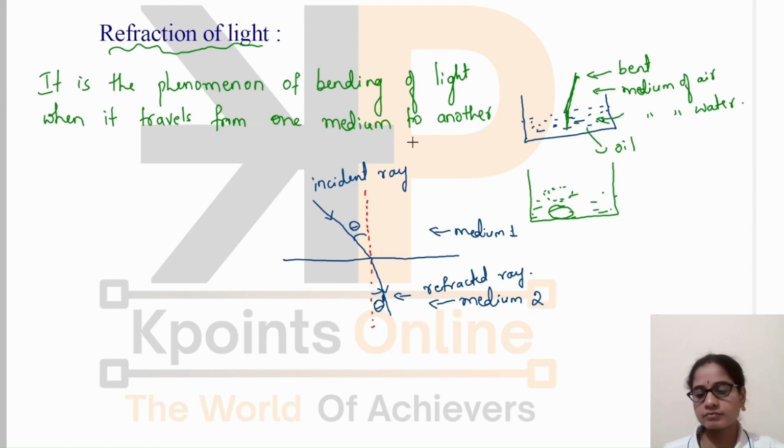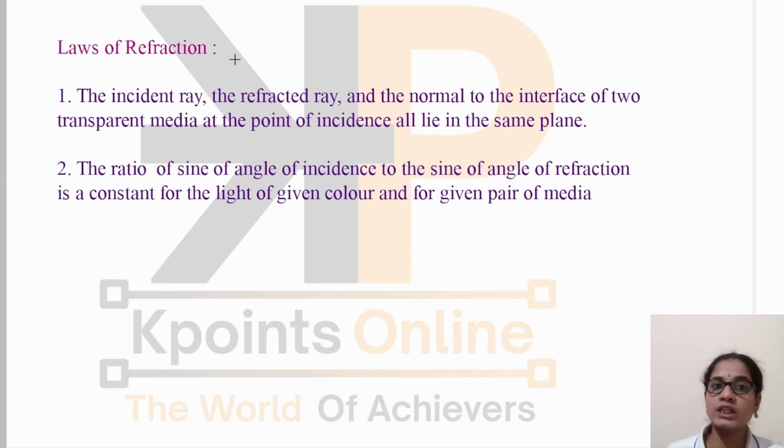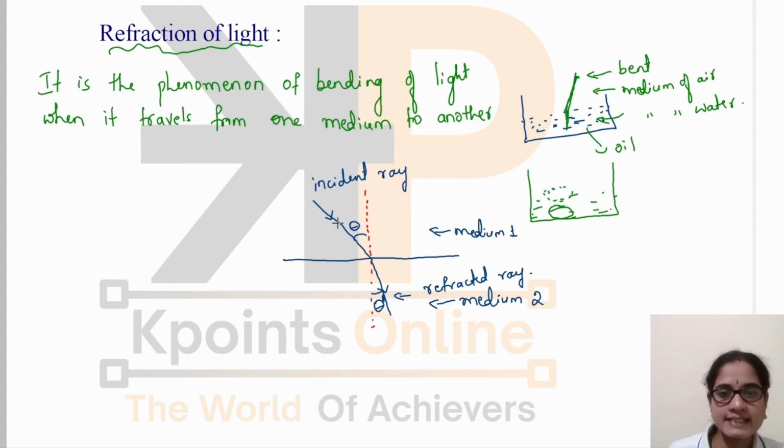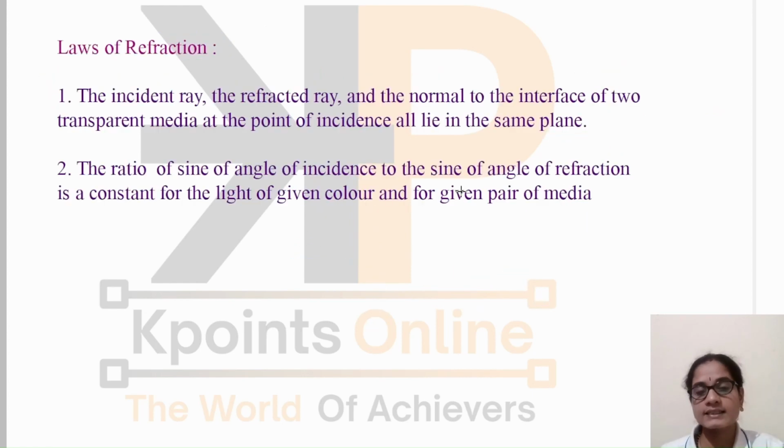Now we are going to understand the laws of refraction. The incident ray, the refracted ray and the normal to the interface of the two transparent media at the point of incidence all lie in the same plane. See here, this is the incident ray, this is the normal, the perpendicular line to the interface at the point of incidence. This incident ray, this normal and this refracted ray all lie in the same plane. This is the first law of refraction.